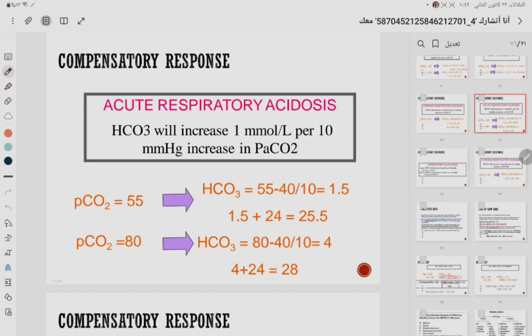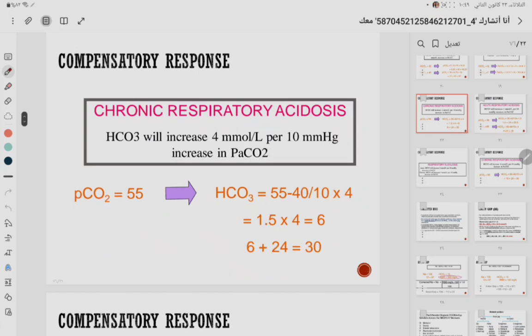Next. Chronic, we mentioned more time is given to the kidney, so it will compensate now. When it compensates, it increases by 4 or 3, let's say 4 here. So 55 minus 40 again, 1.5 multiplied by 4 is 6, added to the 24 is 30. So in chronic respiratory acidosis, we expect the bicarb to be 30. If the bicarb is 20 or 18, that means we have a respiratory acidosis plus metabolic acidosis as well.